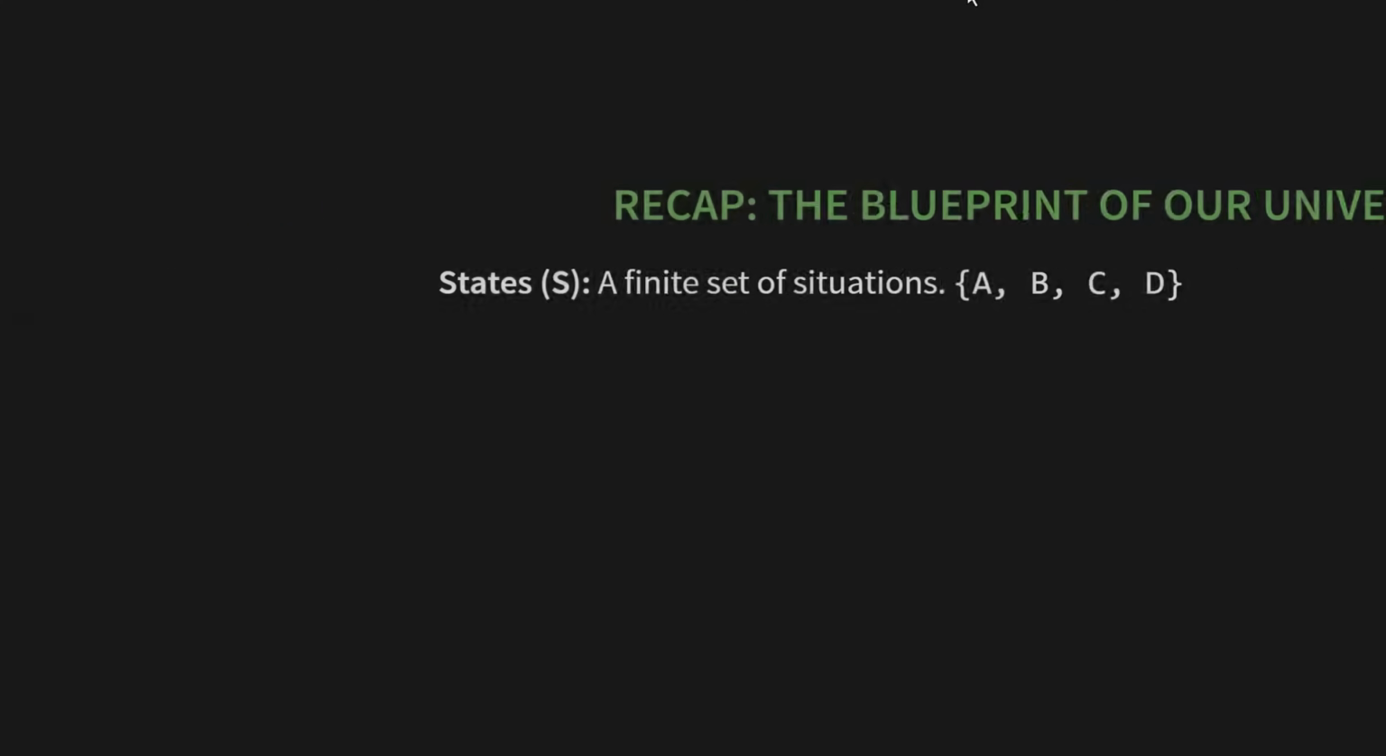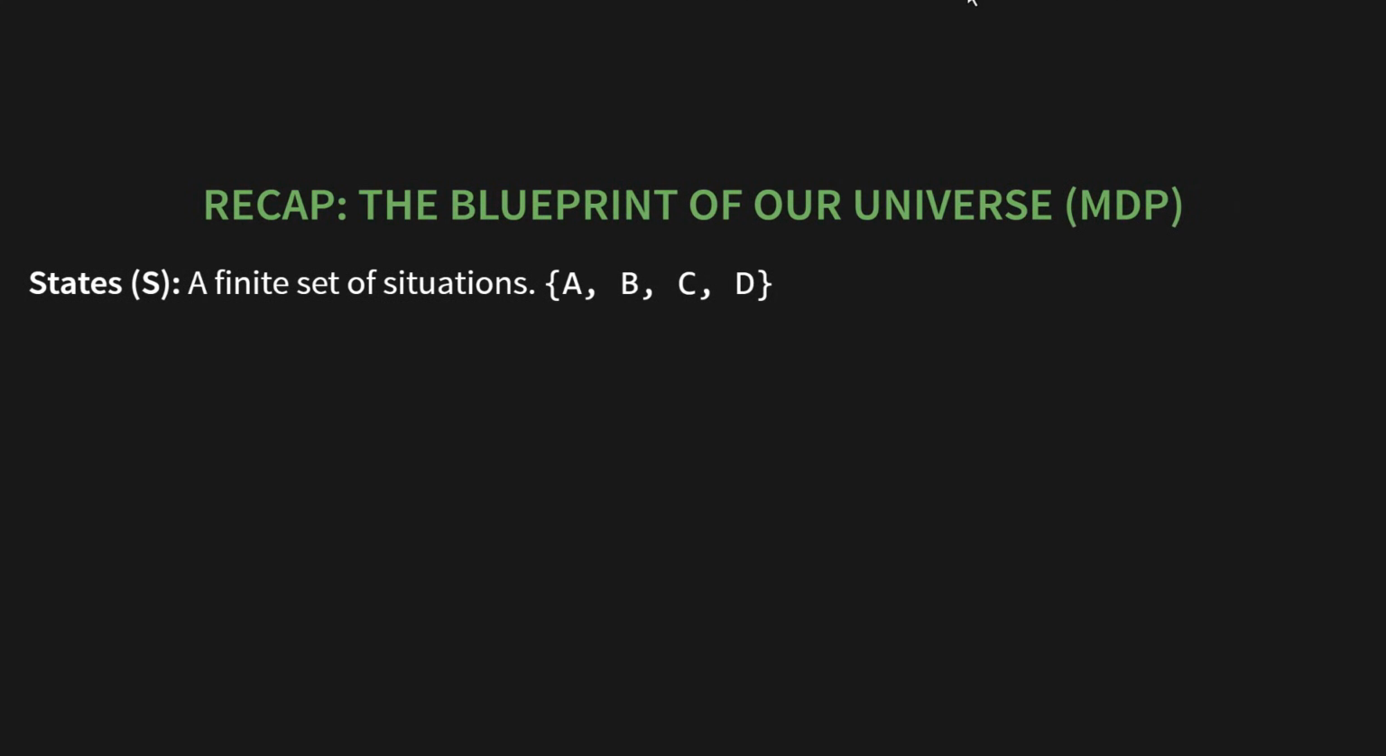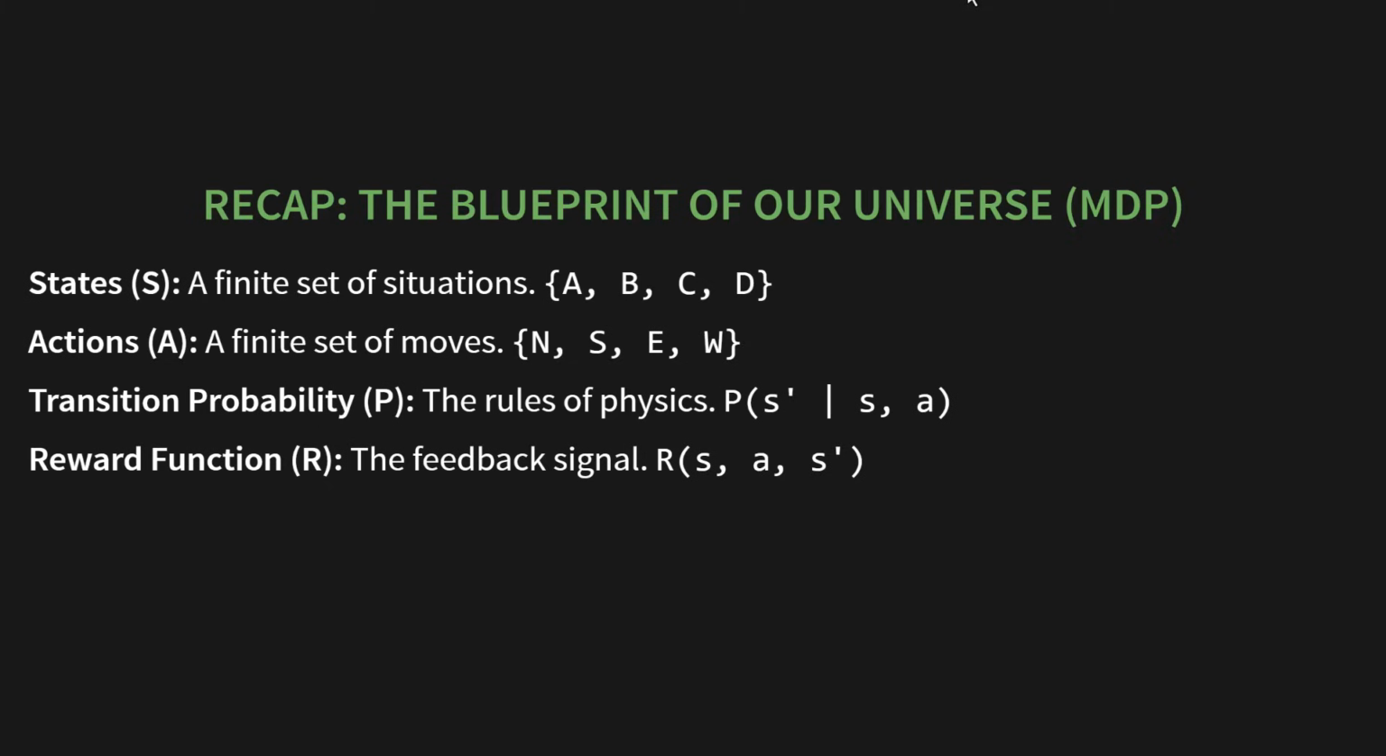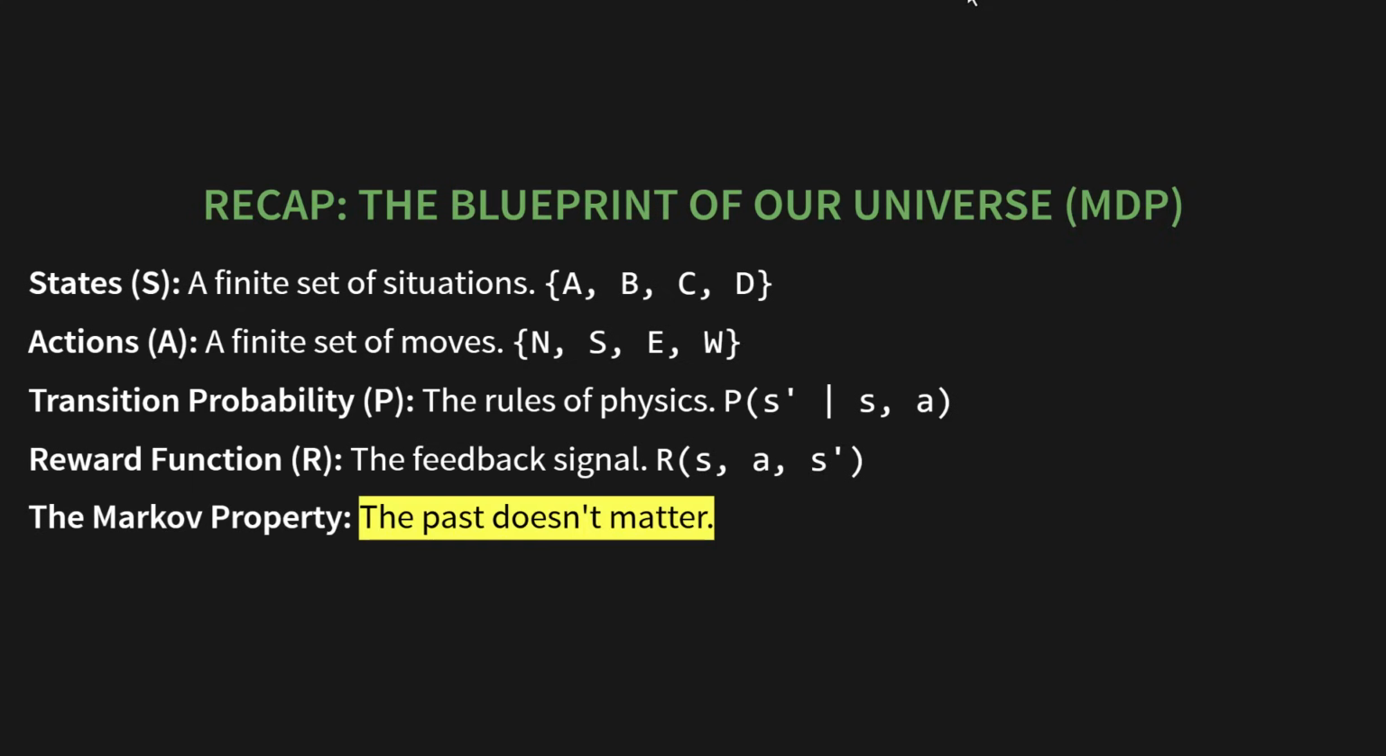So let's do a quick recap of our universe's blueprint, this MDP. We've got a finite set of states, like our squares A, B, C, and D. We've got a finite set of actions, like north, south, east, and west. We have the transition probability, which is just the physics of the world. And we have the reward function, the feedback we get. And the golden rule tying it all together, the Markov property. The past doesn't matter. This is the framework. This is the game board for intelligence.